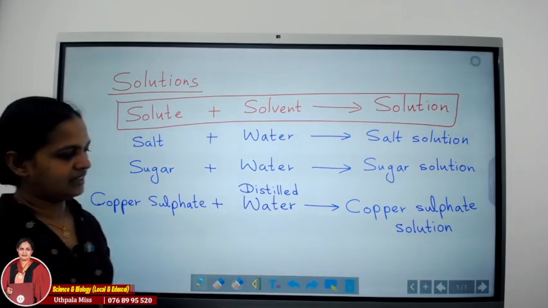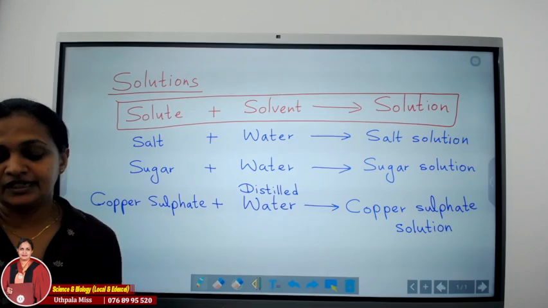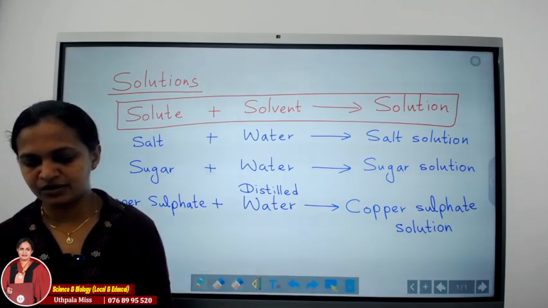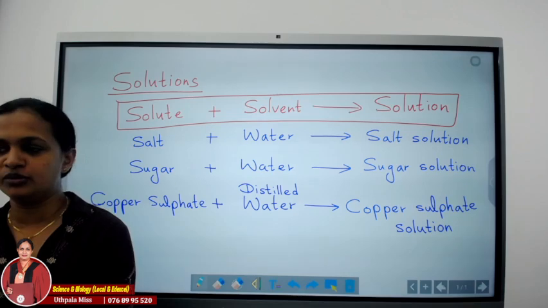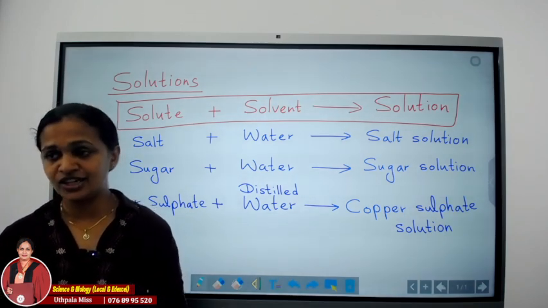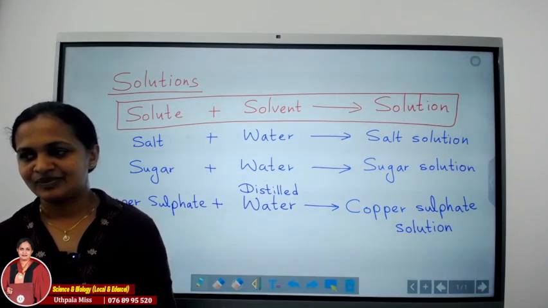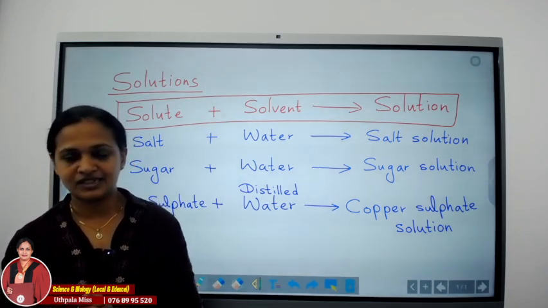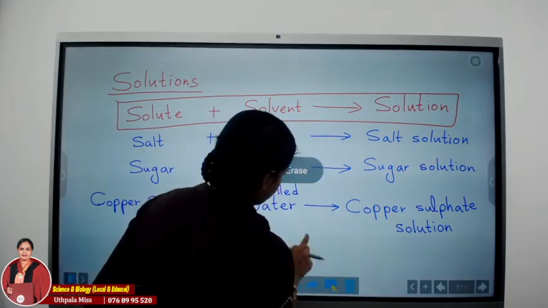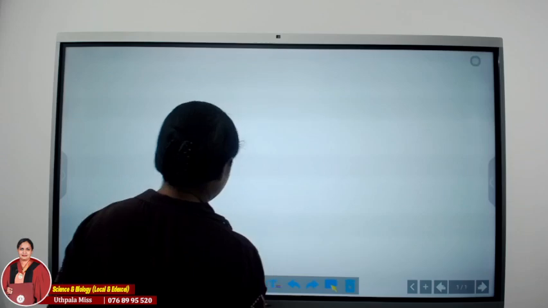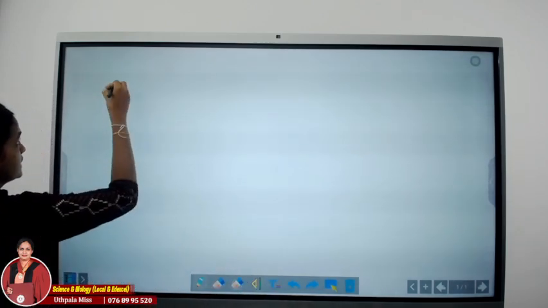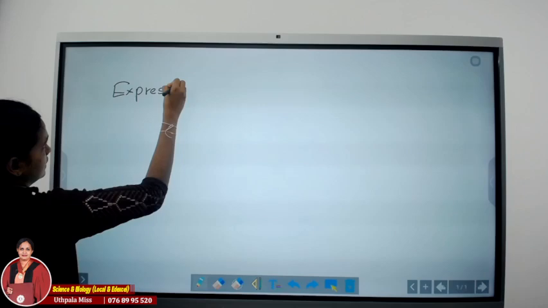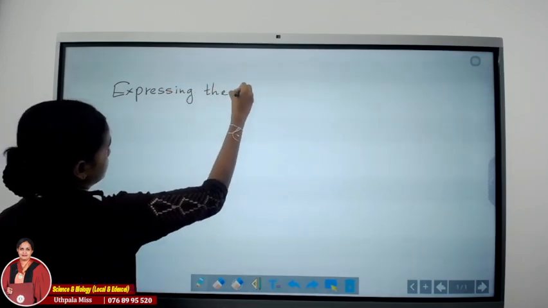Right. Then we will learn how to express the physical state. That becomes important when we are writing the chemical formula actually. So we use letter G for a gas. I will just mention it because in some of the books you will find this expression. So I will say expressing the composition of, sorry, not the composition, expressing the physical state.